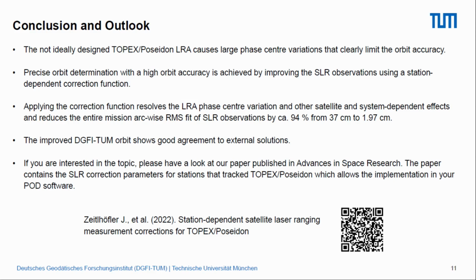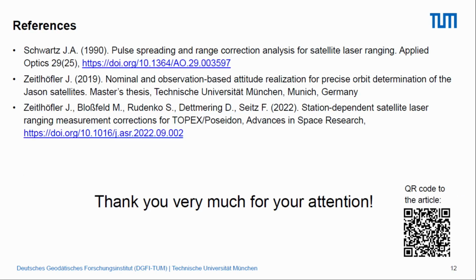To give you a conclusion and outlook: the non-ideally designed LRA of TOPEX/Poseidon causes phase center variations, which can be corrected with the correction function, and with that we can obtain clearly better orbits of TOPEX/Poseidon. The correction function and all the parameters are listed in our paper, which was recently published. If you have any questions related to it, you can ask me, and we can talk about that in person later on or right now. I want to thank you for your attention.